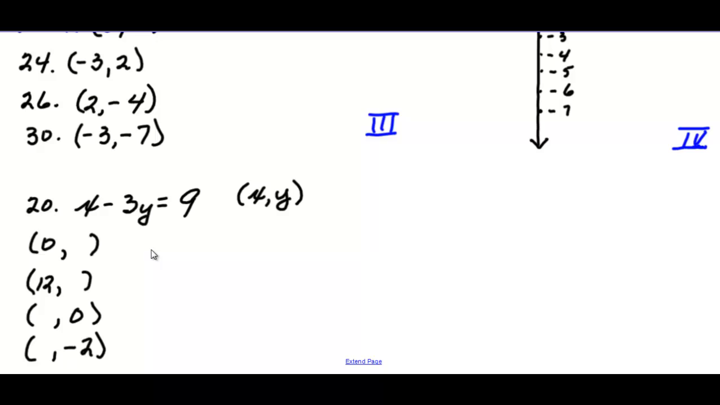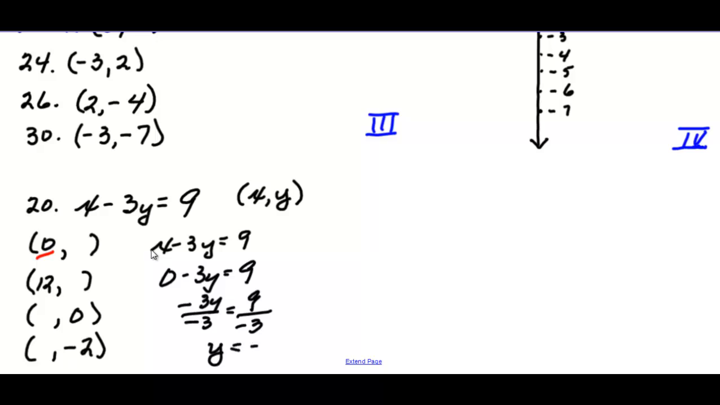So this is the way it works. We take our equation, x minus 3y equals 9, and we plug in this value for x. In the first case, that value happens to be 0. So what we do is we just put in 0 minus 3y equals 9. And now what we do is we take minus 3y divided by negative 3 equals 9 divided by negative 3, and y equals negative 3. So now in the first one, we've got our answer, negative 3.